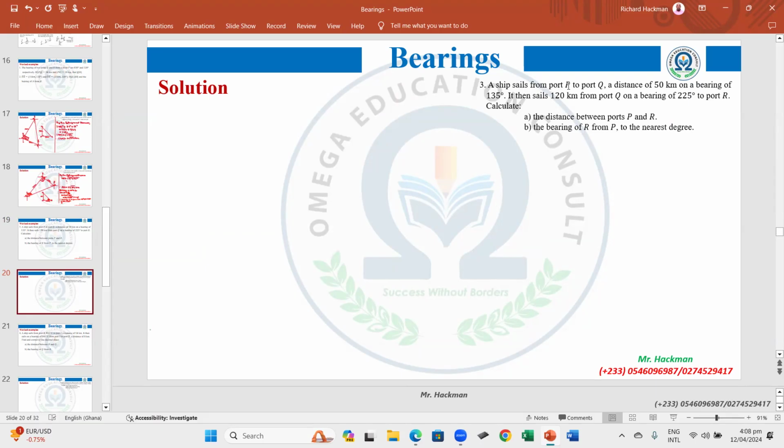A ship sails from Port P to Port Q, a distance of 50 kilometers on a bearing of 135 degrees. It then sails 120 kilometers from Port Q on a bearing of 225 degrees to Port R. So we move from P to Q, then Q towards R. You are given the position of point Q relative to P, and the point R relative to Q. Quickly, let's have a look at how best to deal with this.